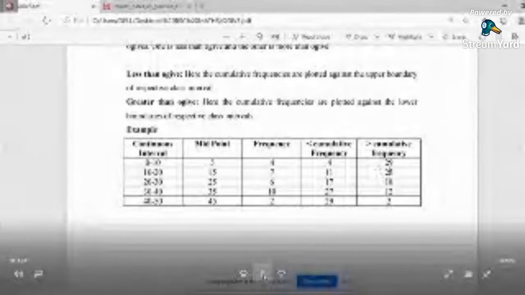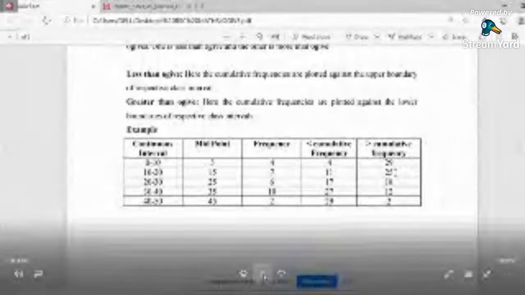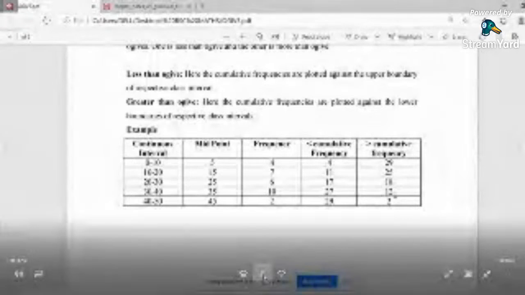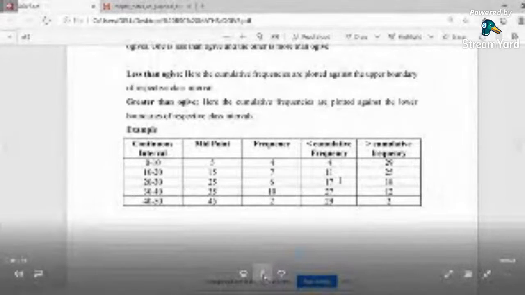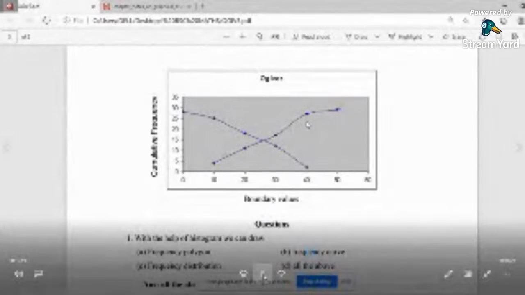Similarly, we can find the greater than cumulative frequency. The total is 29, 4 is subtracted, then 25, then again 7 is subtracted, 18, then again 6 is subtracted, 12, 10 is subtracted, 2. These are the less than cumulative and greater than cumulative frequencies. If we plot based on these, that curve is usually called the Ogive curve.